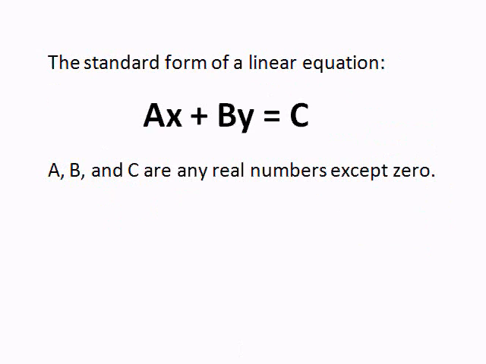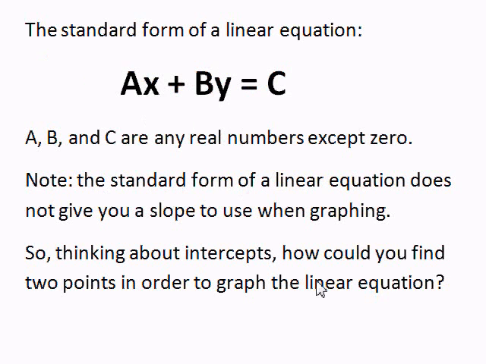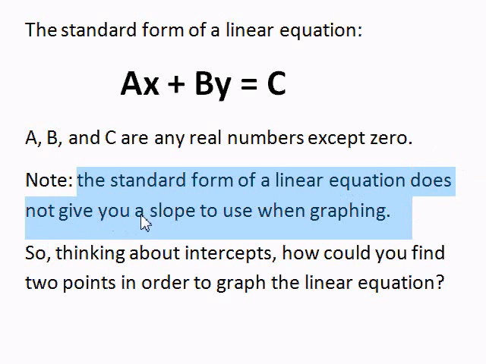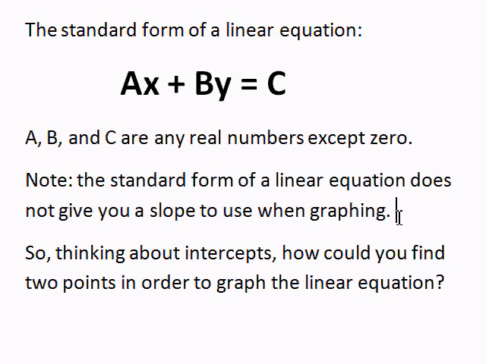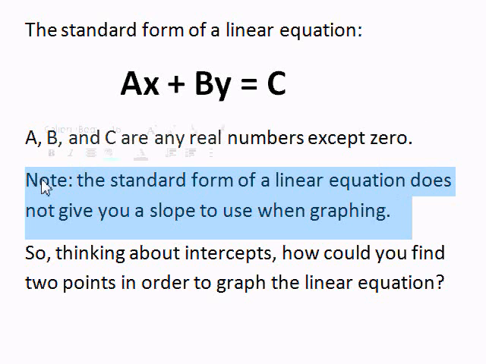This idea of x and y-axis intercepts and finding them from an equation leads us to the standard form of a linear equation, ax plus by equals c, where a, b, and c are any real numbers except for 0. Taking a look at the standard form a little more closely, we notice that it is the first form of an equation of a line that does not give us a slope to use when graphing. Well, that's important because when we were graphing the other forms, point-slope or slope-intercept, we were given the slope to use in order to graph.